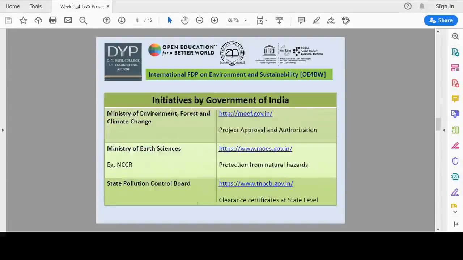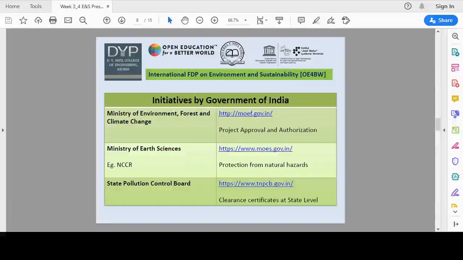Some of the initiatives taken by the Government of India against the environment impact. The Ministry of Environment, Forest and Climate Change is in charge of all the approvals for the projects and the authorization. The Ministry of Earth Sciences is related to protection of people and other resources from natural hazards. It has some divisions like NCCR, National Center for Coastal Research, and carries out research related to environmental science.